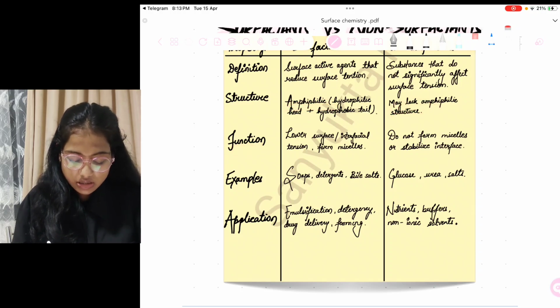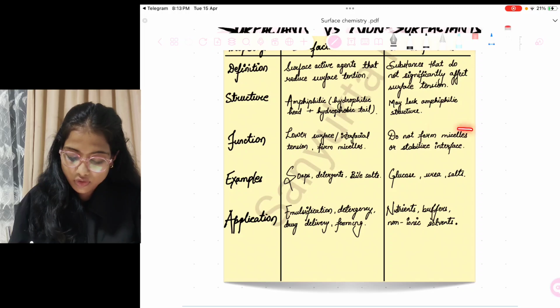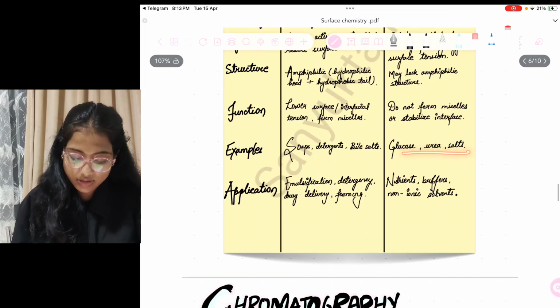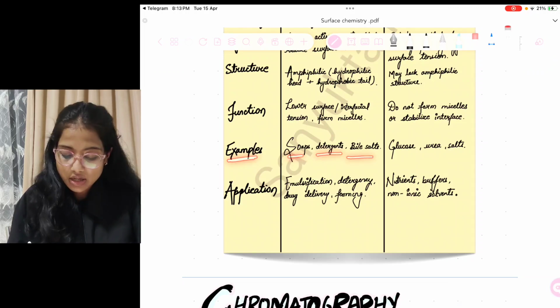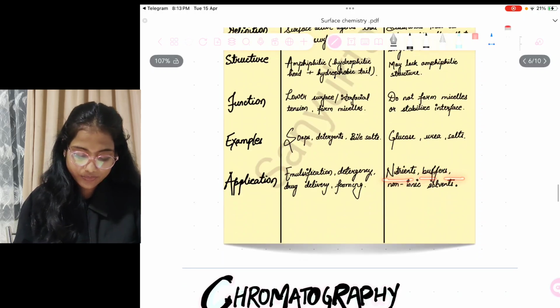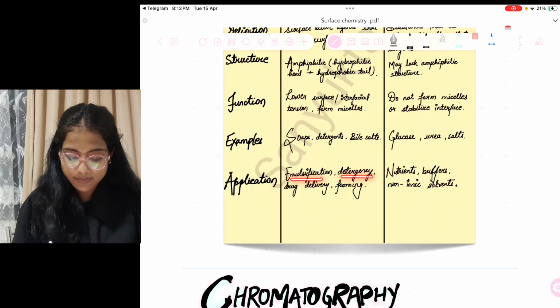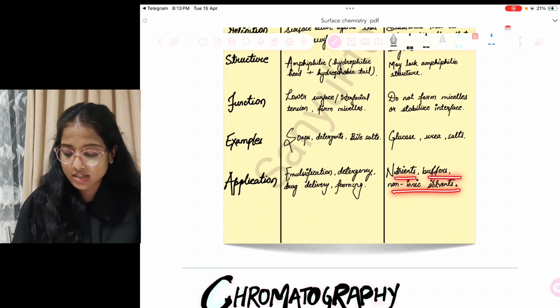What will be the function? Lower surface or interfacial tension, and it will form micelles, whereas it will not form micelles or stabilize interface. Examples: soap, detergents and bile salts, whereas the examples for non-surfactants will be glucose, urea and salt. Application: we can use in emulsification, detergency, drug delivery or foaming also, and here for nutrients, buffers, non-ionic solvents.